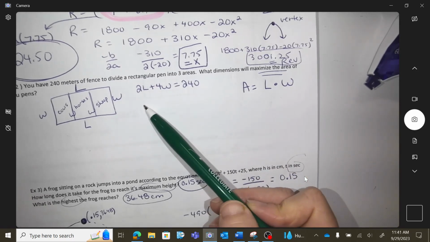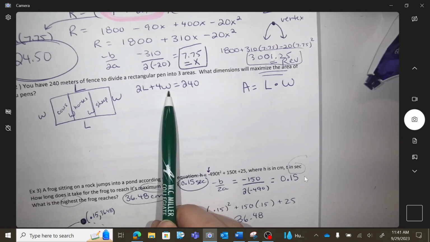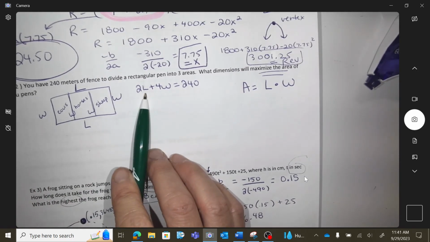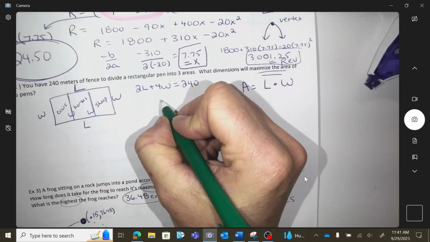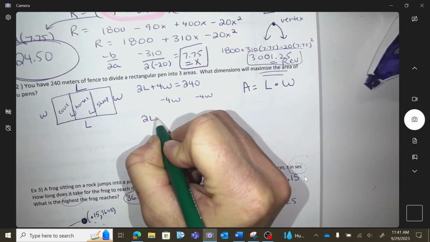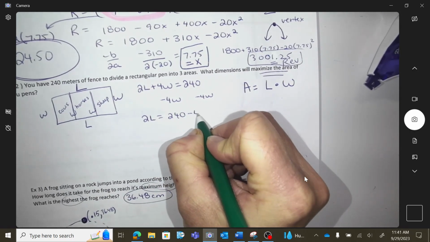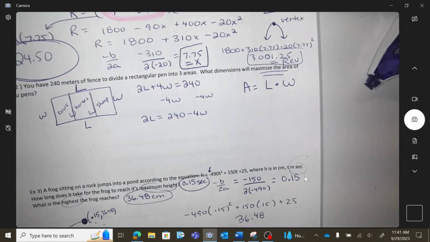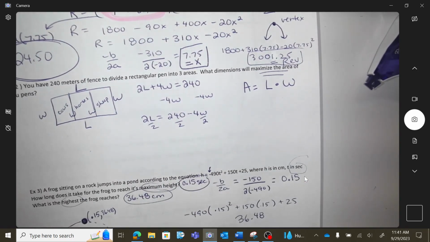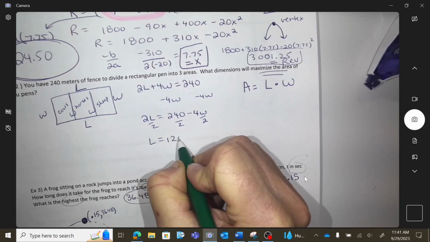Which letter looks easier to get alone? The L or the W? The L, because there are fewer of them. So I'm going to subtract 4W. This is algebra. Subtract 4W. You can't put those together, so don't try to put those together, right? And I'm going to divide by 2, and once you give candy to one child, you have to do that to every child.